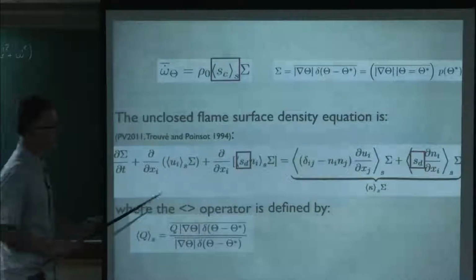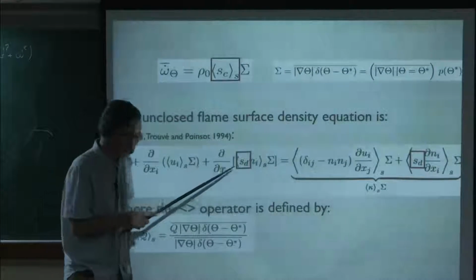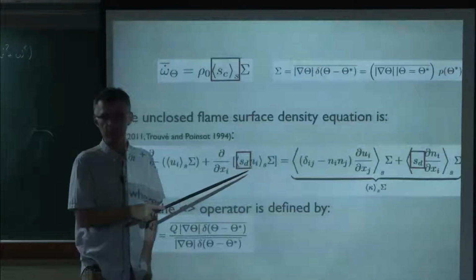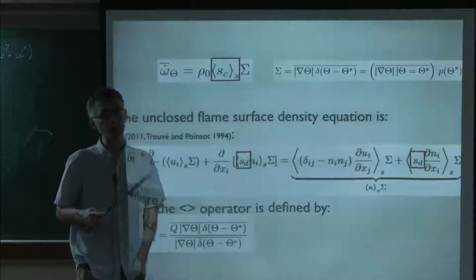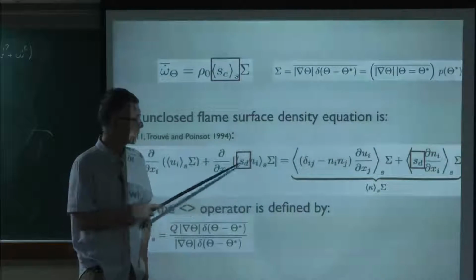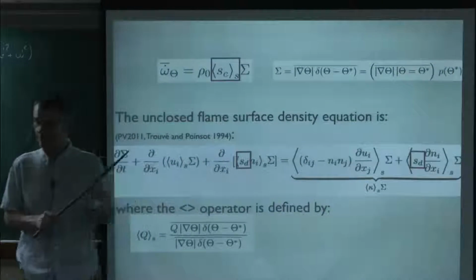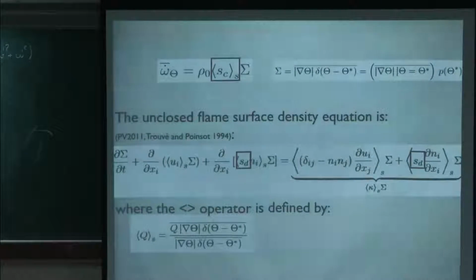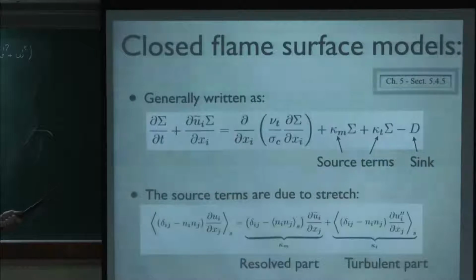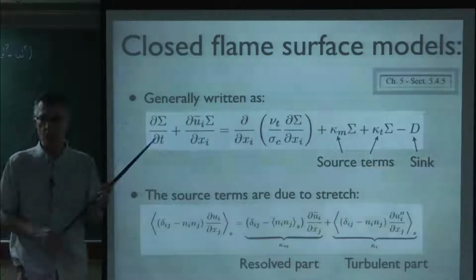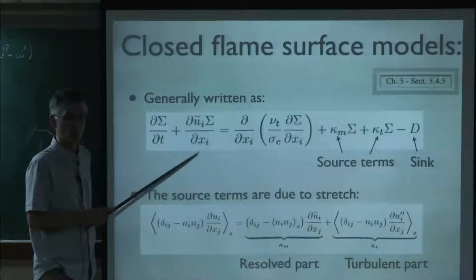Note also that in this model, there is a small trick here again. You need the displacement speed. And as I've told you, the displacement speed quite often is painful to get. Most people just put here the laminar flame speed, which may not be such a good idea. So generally, people don't use this equation. That's the exact equation. They use a simplified equation. That's the one you will find in most codes. So the simplified equation is written like this.